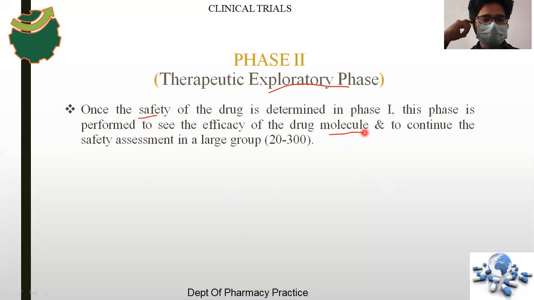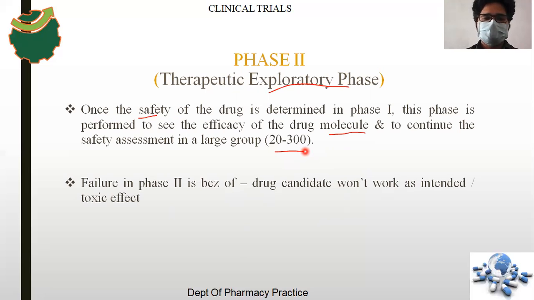Okay, and we'll be doing this study in a group of tens to hundreds, meaning from 50 to 300, 50 to 500, or 50 to 800, like that. And here also we have failure rates in phase 2. The failure in phase 2 is because of the drug candidate, as the drug candidate won't work as intended, or is showing toxicity or lack of efficacy.